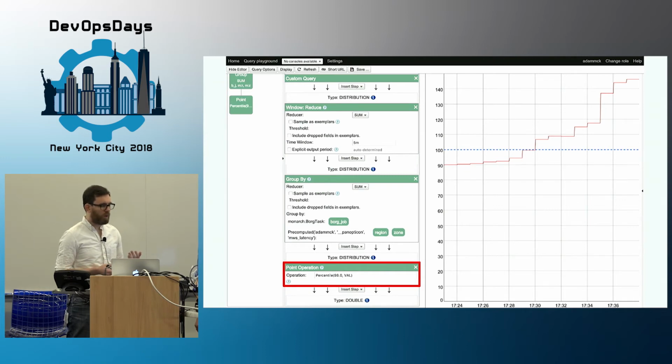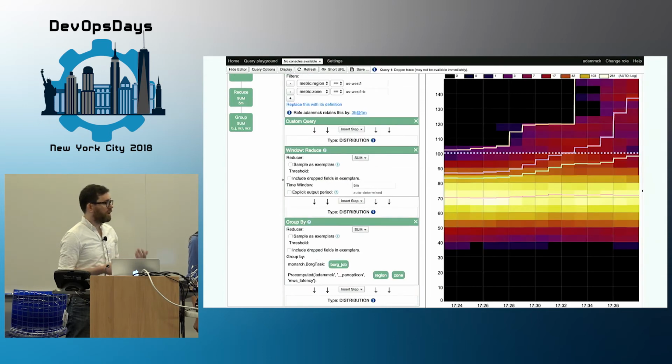But when I'm debugging, I want a little more context than that because it's so hard to tell what's wrong from this. So I can interactively remove this last step. And now the query is going to be the entire distribution, because of course we're not limited to just plotting lines. We can plot distributions as heat maps on here as well.